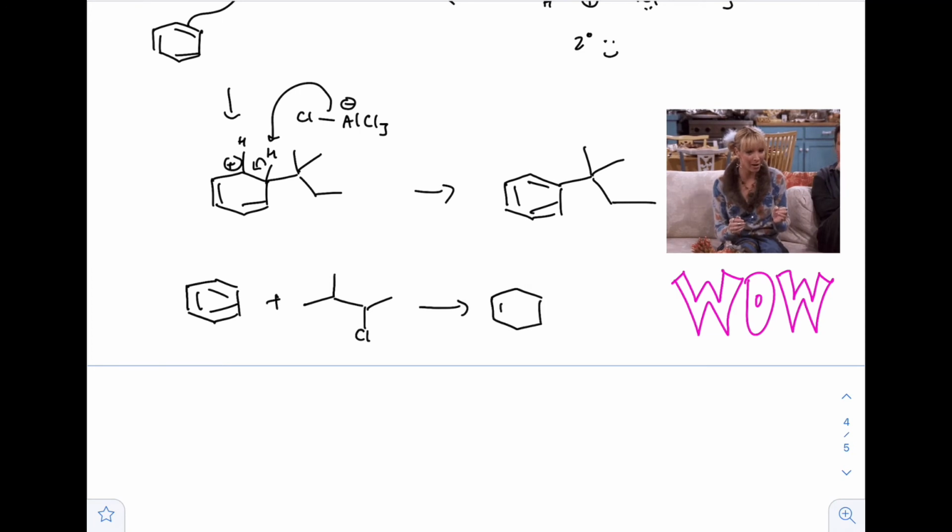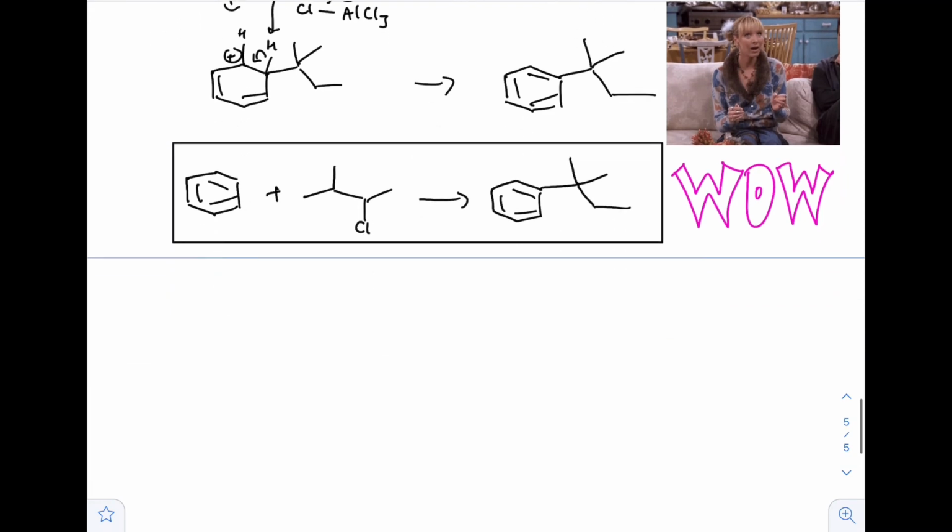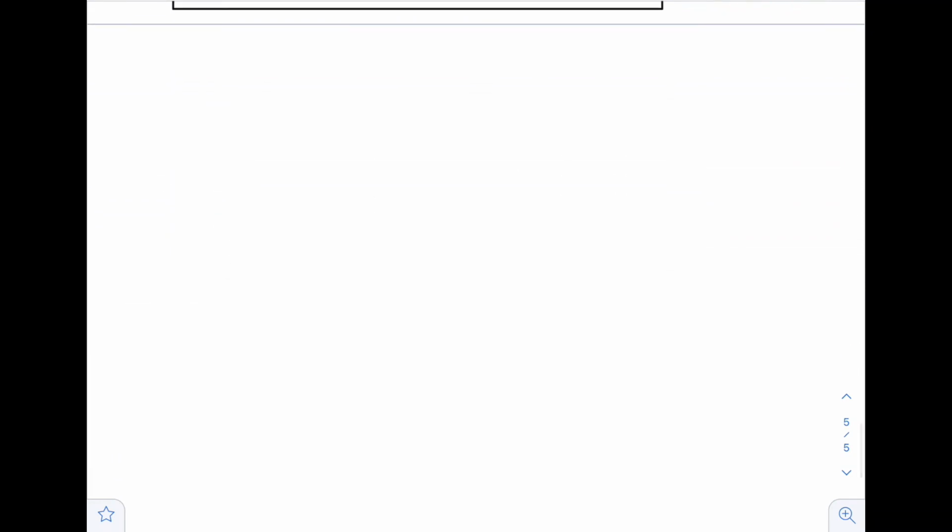I like the ones that are puzzling, right? How did you get from there to there, right? You have to know the mechanism in order to understand that there is going to be a 1,2 hydride shift to get to that new product. Okay? Know your stuff.